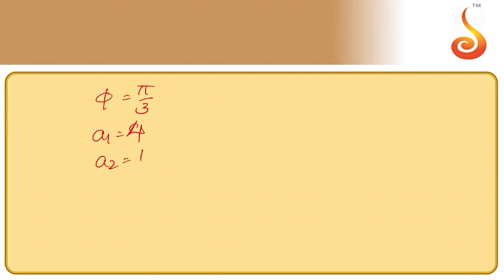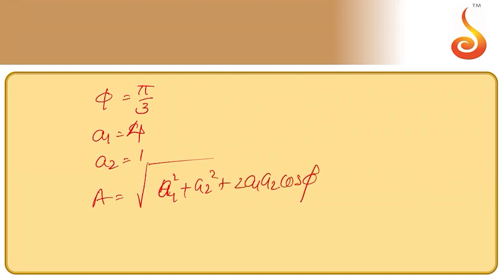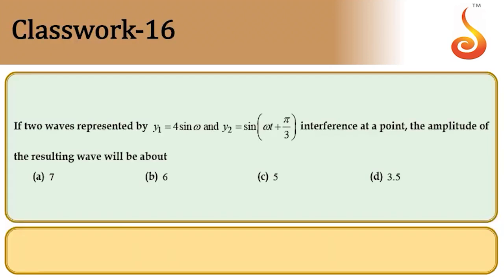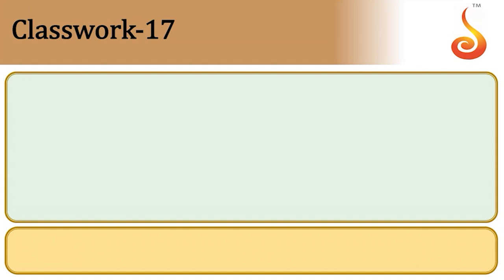And the resultant amplitude is given by the square root of a1² + a2² + 2a1a2 cos φ, which is root of 16 + 1 + 2 × 4 × 1 × cos π/3. cos 60 is 1/2. So this turns out to be root of 17 + 4, that is root 21. So root 21 is the answer. Next one.